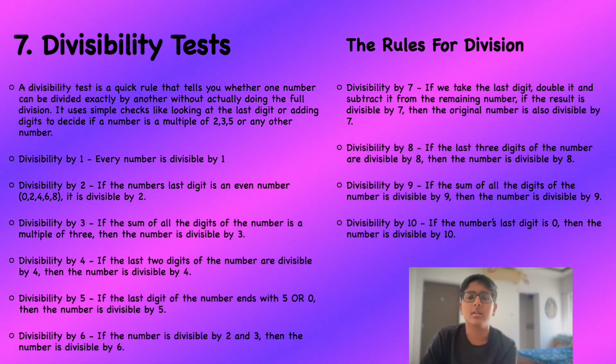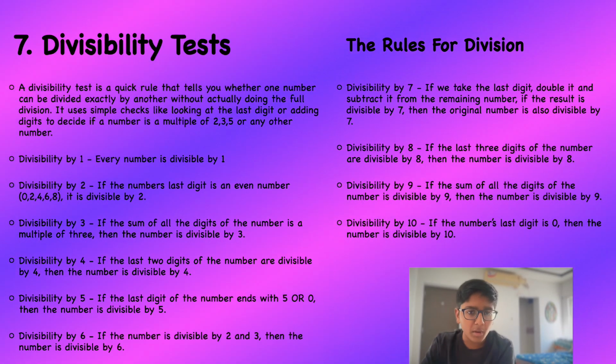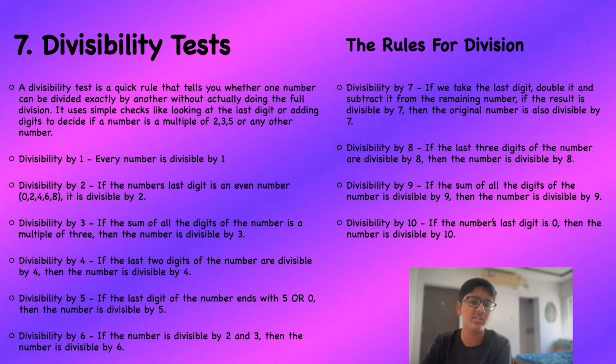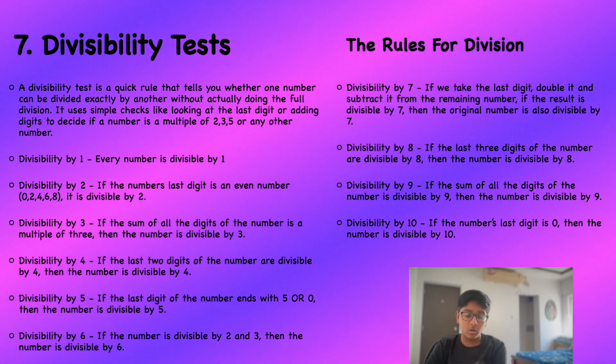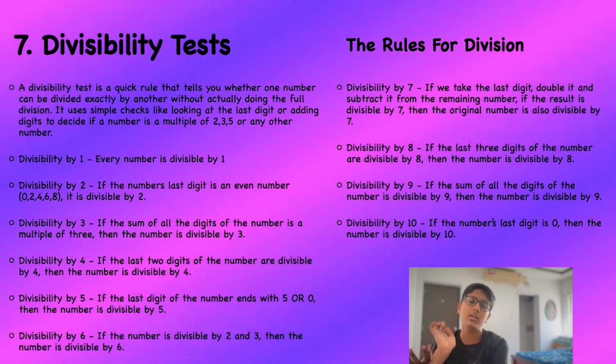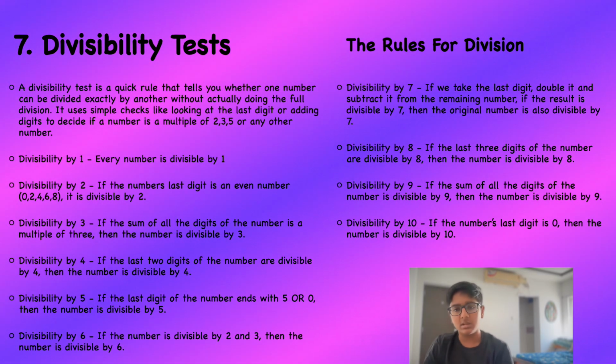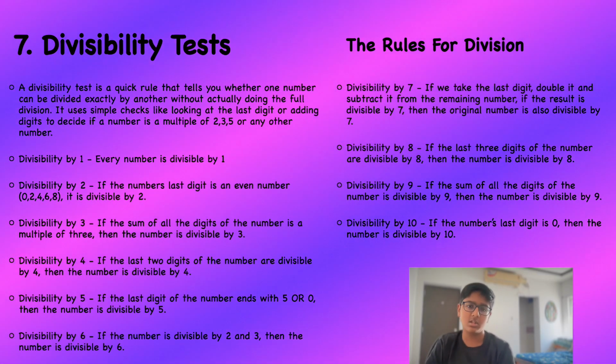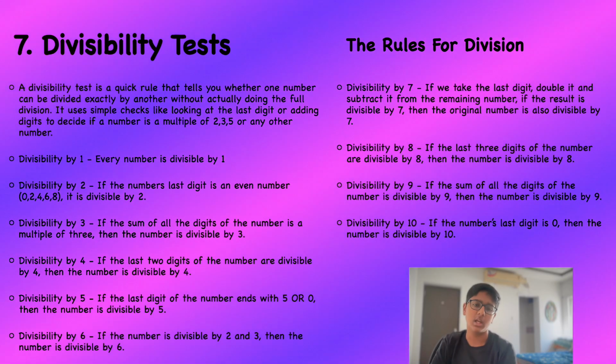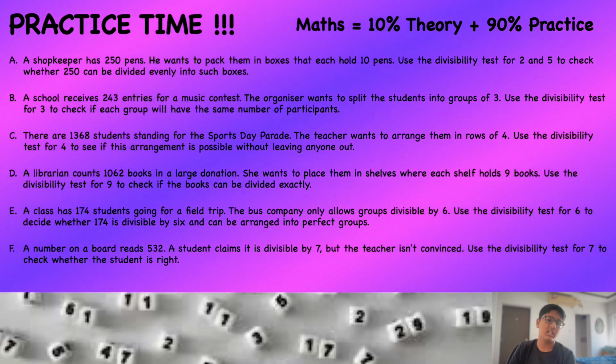Divisibility by 9. It is just like 3, but the sum of all the digits should be divisible by 9 only. Then the number is divisible by 9. And divisibility by 10: if the last digit is 0, then the number is divisible by 10.